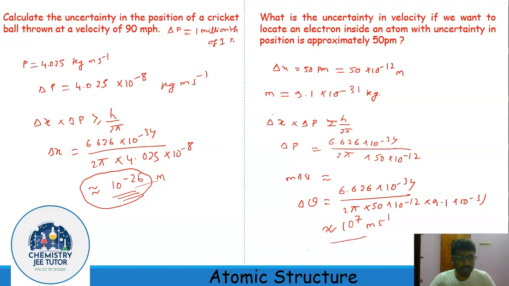So you can see there is a huge uncertainty in the measurement of the velocity. These two examples show that although Heisenberg's uncertainty principle is of no consequence for our daily life in our macroscopic world, it has very important consequences for atomic and subatomic particles.